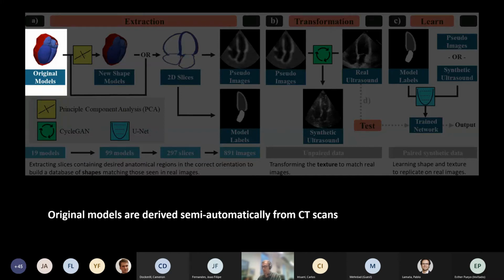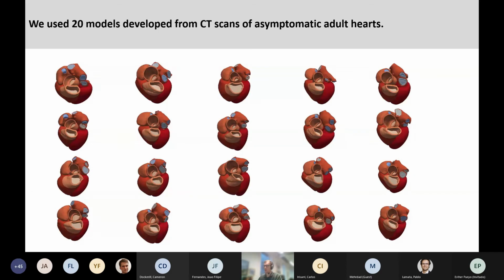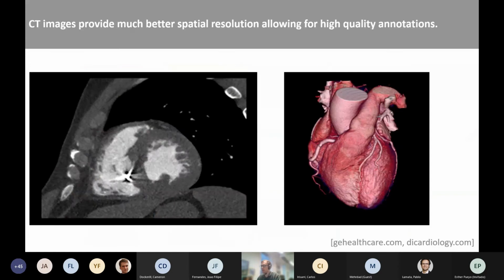So starting from the original models that we wanted to use, I showed that we're going to use some anatomical models to start with, and we got these from 20 models which were developed from CT scans of asymptomatic adult hearts. These were segmented semi-automatically by our colleagues at KCL. The reason that we have confidence in these is that CT images provide a much better spatial resolution, allowing for high quality annotations. So you have a much better idea of where the boundaries of different features are from CT images than you do from ultrasound.